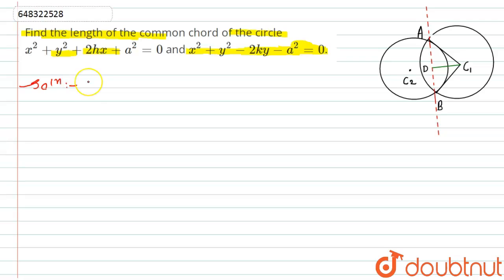So simply, in this question we have been given two equations of circles which intersect like this, which I have drawn here in the diagram, so that we have to find the length of the common chord of these circles. Okay, so how could we find that?